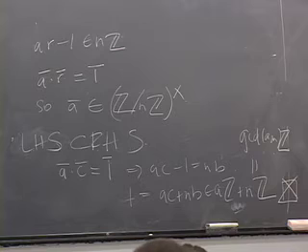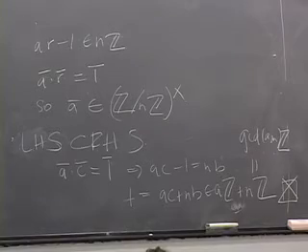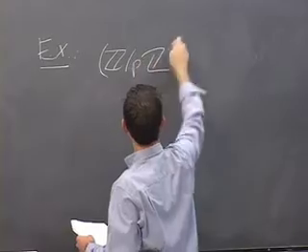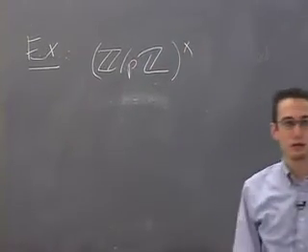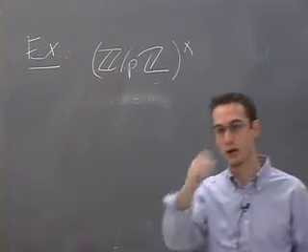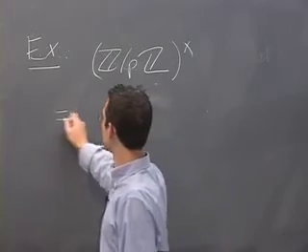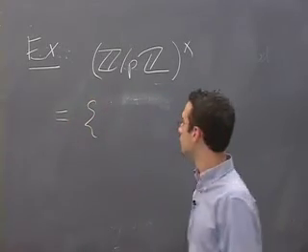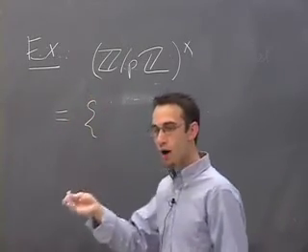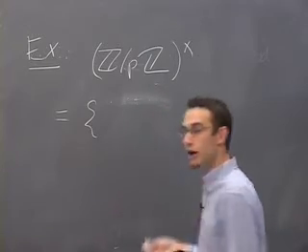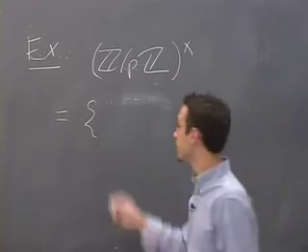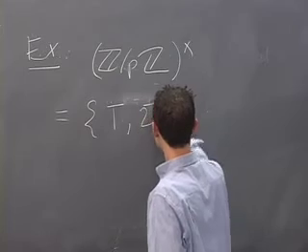This gives a sort of structure. So, example. What does (Z mod pZ)* look like? Yeah, go ahead. Everything except for 0. All of 1, 2, 3 up to p minus 1 are certainly relatively prime to p. So this is 1, 2.